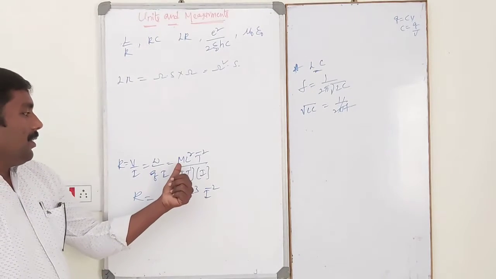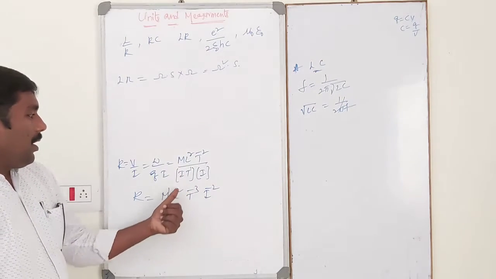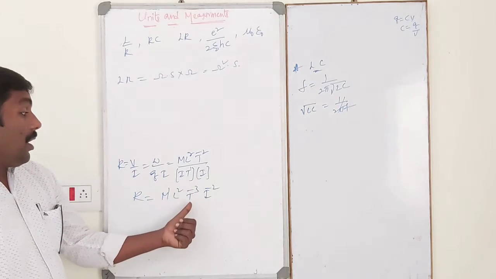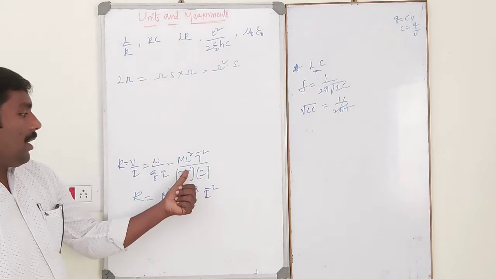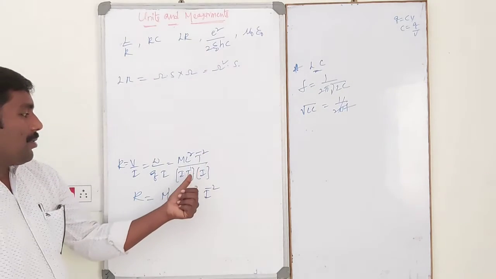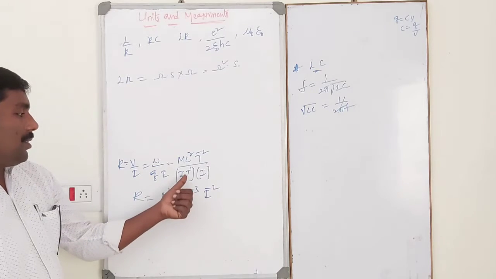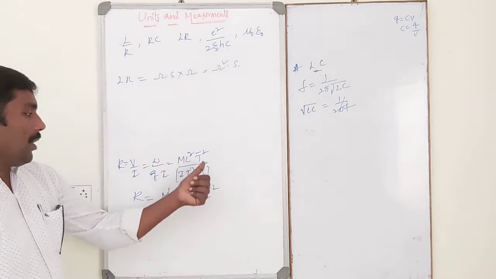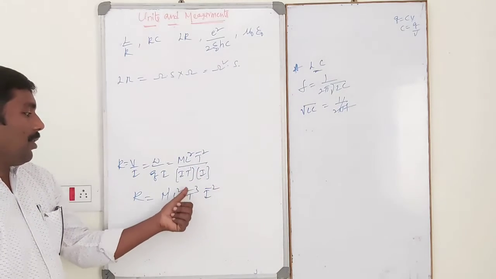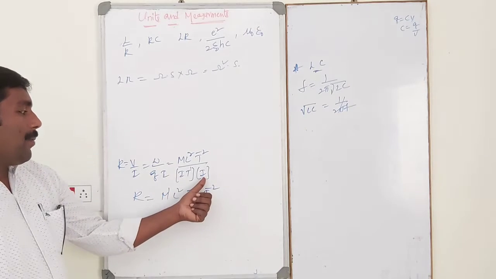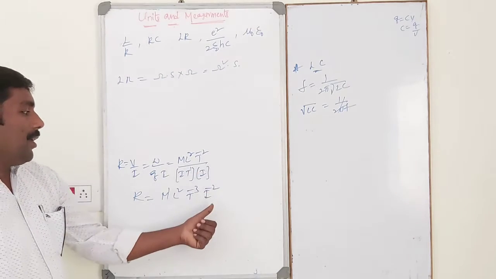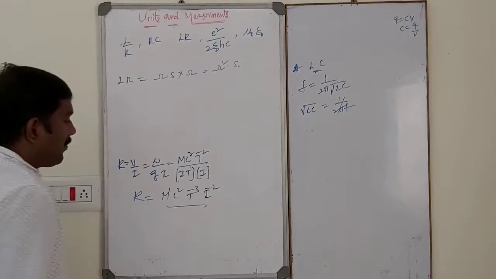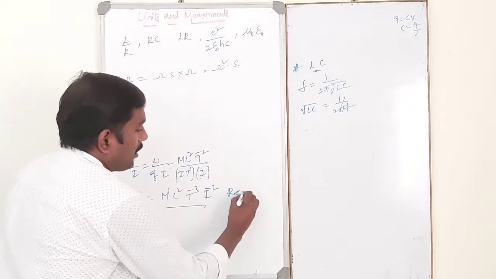See dear students, M power 1 and L power 2, and T power 1 and T power minus 2, of course T power minus 3, which is in the denominator and is taken from denominator to numerator. T power 1 is nothing but T power minus 1, T power minus 2, T power minus 3. I power 2 is taken from denominator to numerator, I power minus 2. So this is the dimensional form of a resistance.